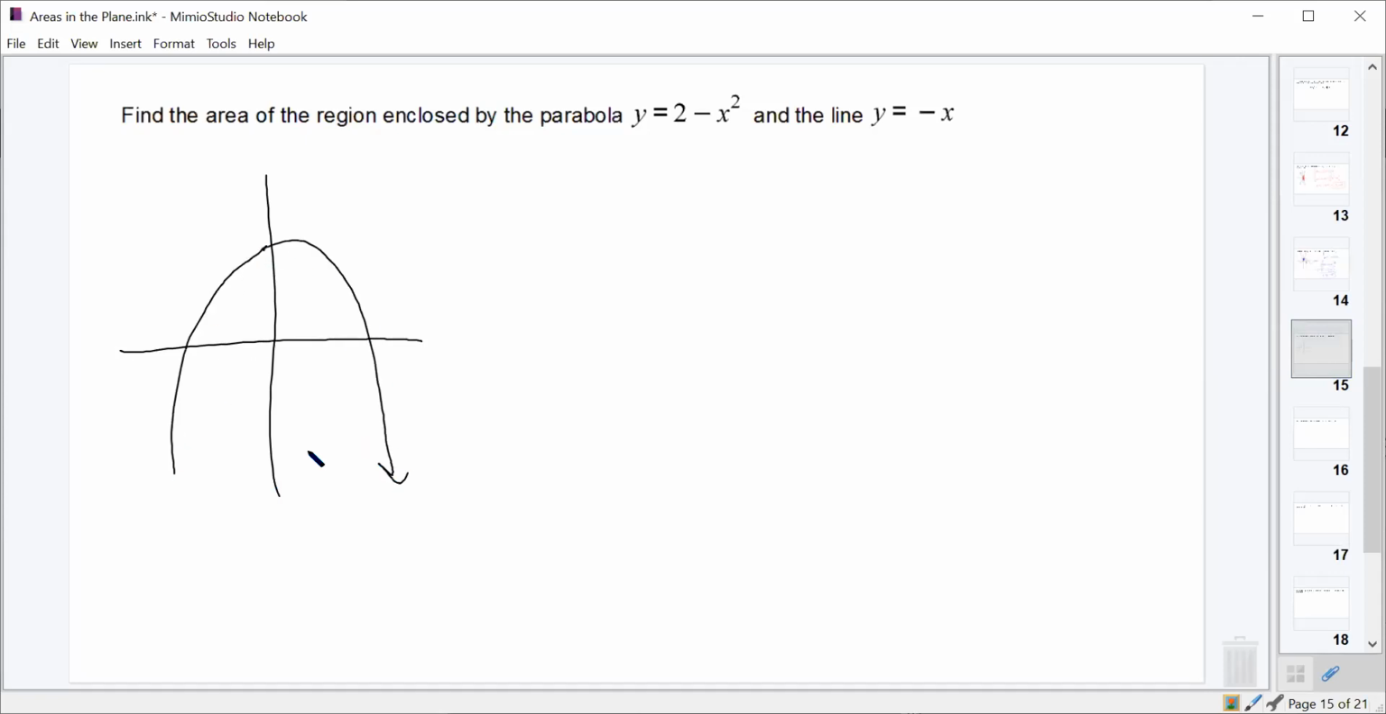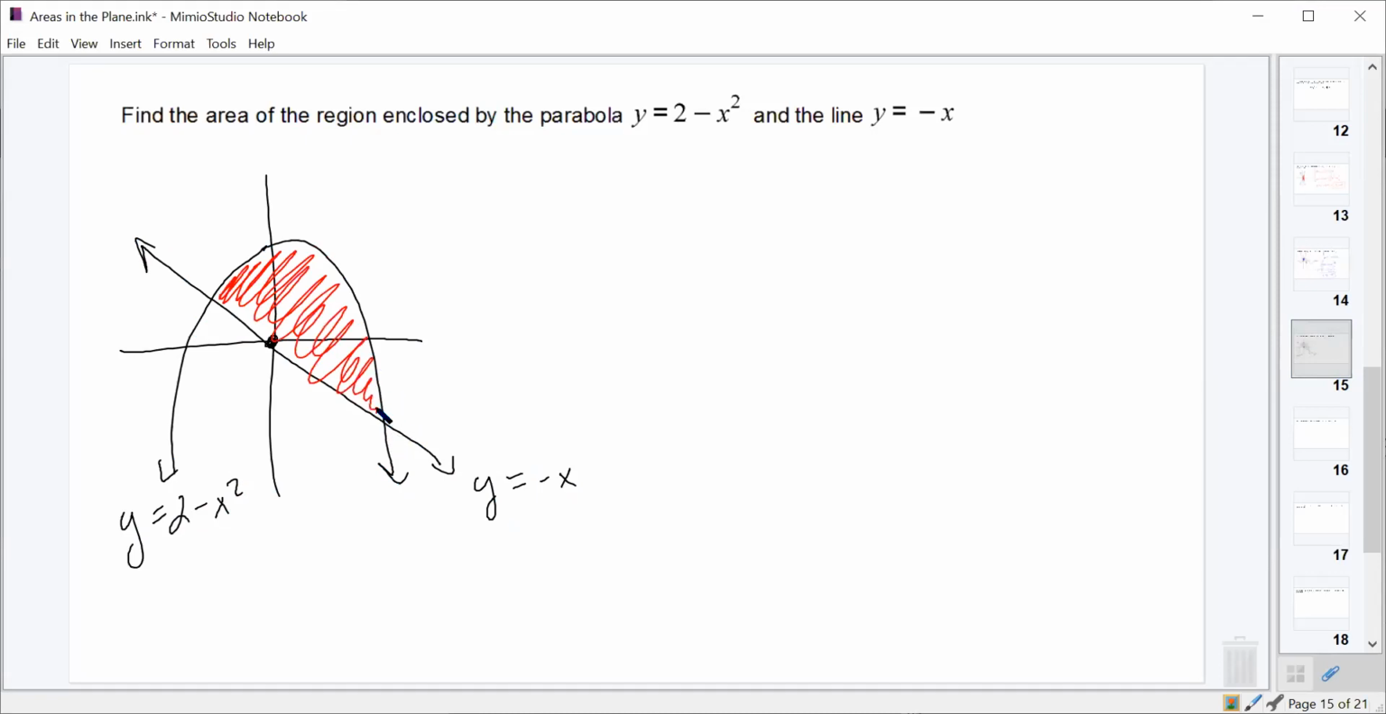There's 2 minus x squared, and here is y equals negative x. Pretend that all went through the origin there. So we have pretty clearly now a defined region, but we don't know the ending points of it. And so we need to find what these intersection points are. Does that make sense to everyone?